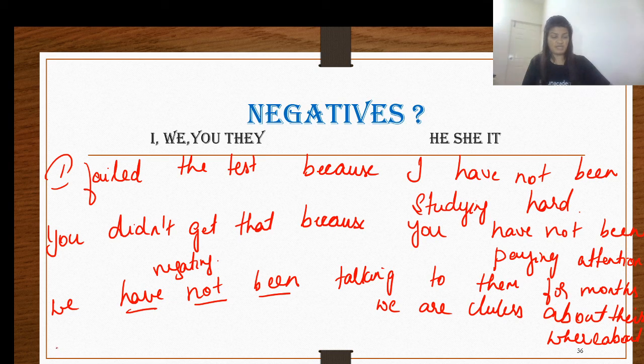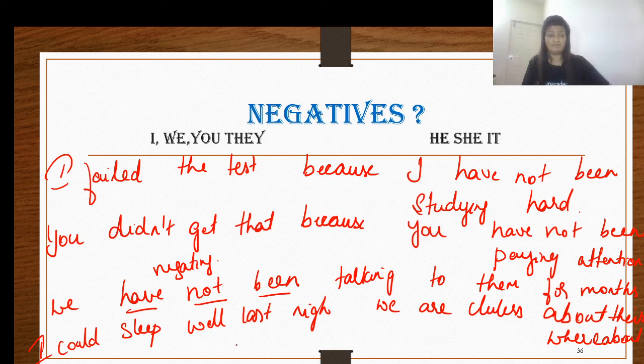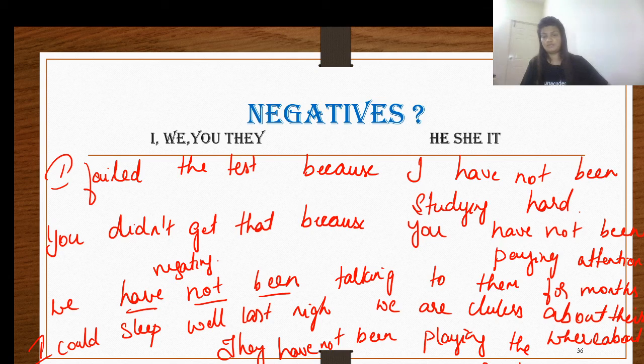With the subject they. Let us say, I could sleep well last night. Why? Because they haven't or have not been playing the music loud. So that's how you negate it. I have not been studying hard, you have not been paying attention, or you've not been listening. Or you can also say we have not been talking, or they have not been playing the music. That's how you negate it.